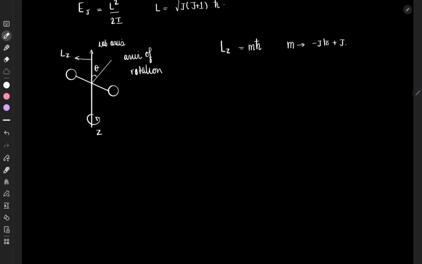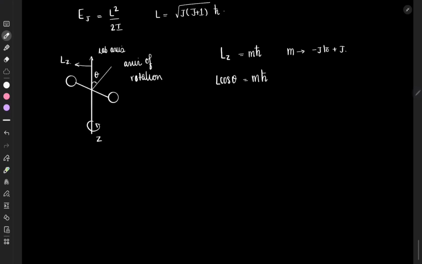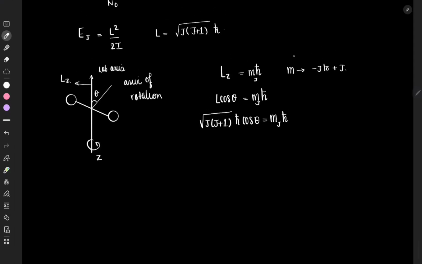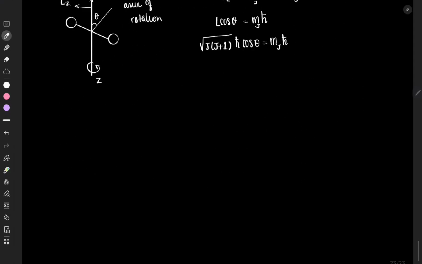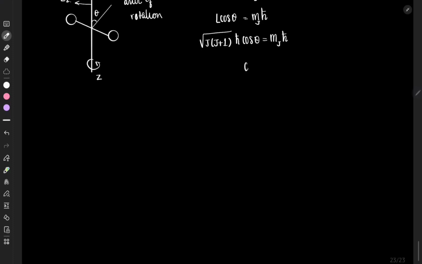We can write Lz equal to L cos theta, which is equal to M h cross, and L we know is root of J into J plus 1 times h cross. So root of J into J plus 1 h cross cos theta is equal to MJ h cross, where MJ goes from minus J to plus J. The h cross gets cancelled, and we get cos theta equal to MJ divided by root of J into J plus 1.